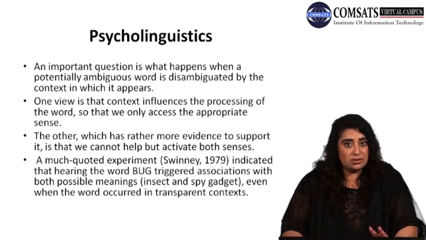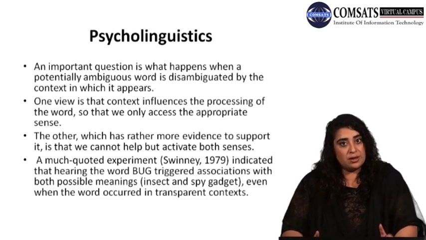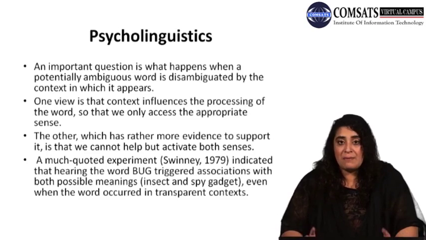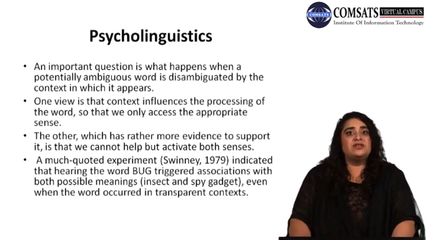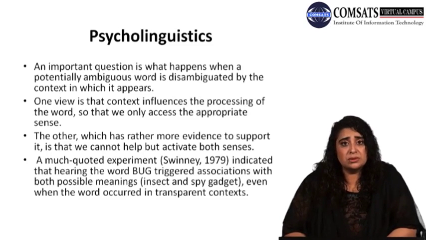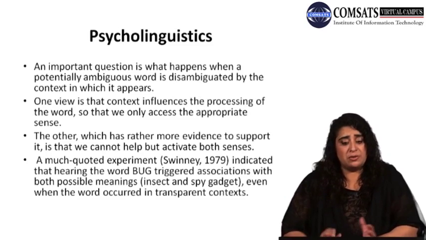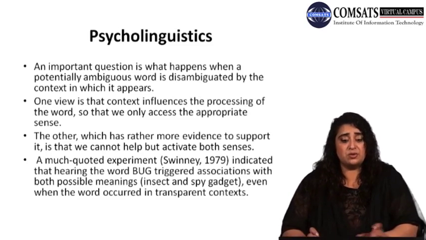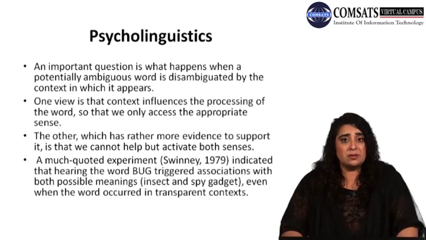So a bug is a word. It's one word, pronounced the same way, written the same way, but it has two different meanings. If we have it stored in our lexical items, then immediately it would be triggered, associating with both of the meanings. So how would we differentiate which one we are talking about? There's a bug in the room. If I say that sentence, how are you going to know if I'm talking about an insect or a spy gadget?